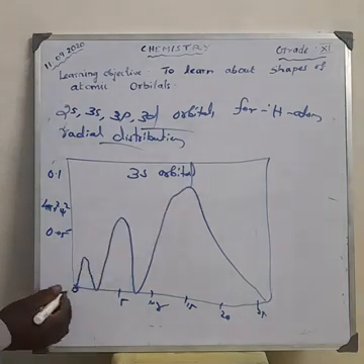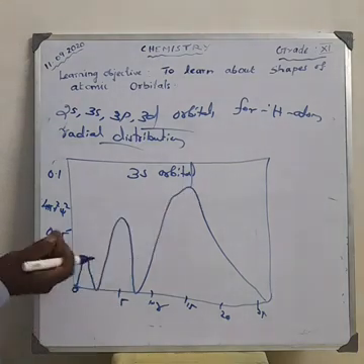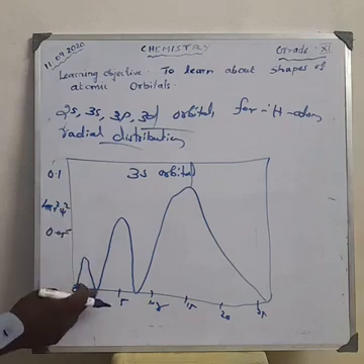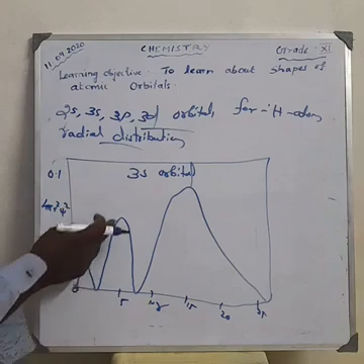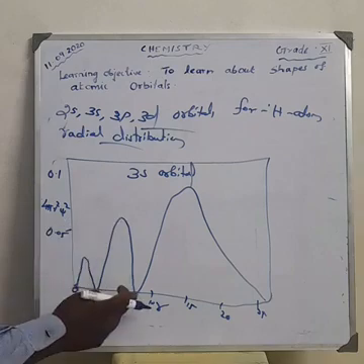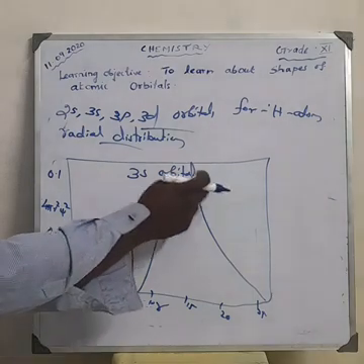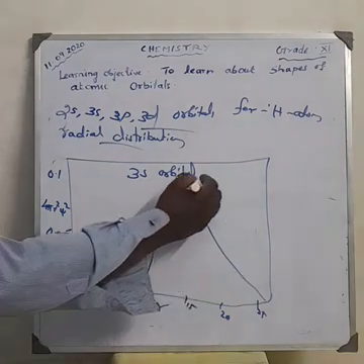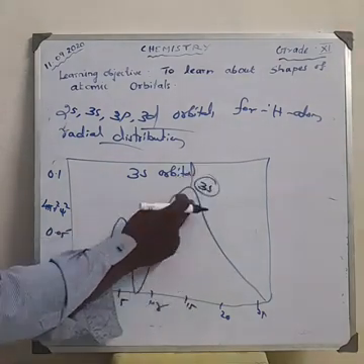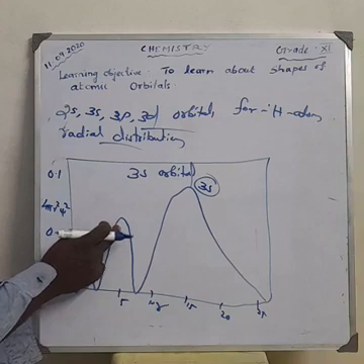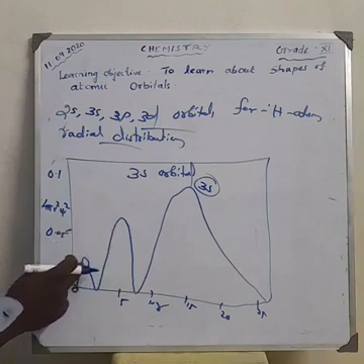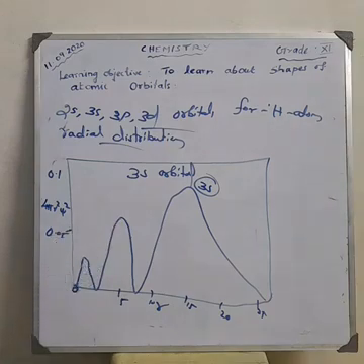First the start is 0, then slightly increasing, then decreasing, again increasing, again decreasing, and again increasing, and then decreasing. This is the 3s, this is 2s, and this is 1s. This is the graph.